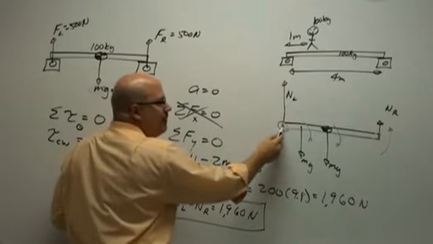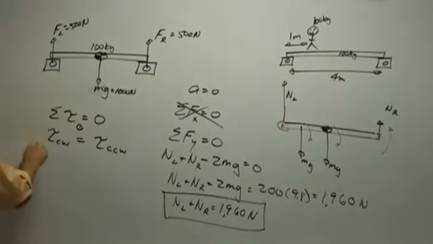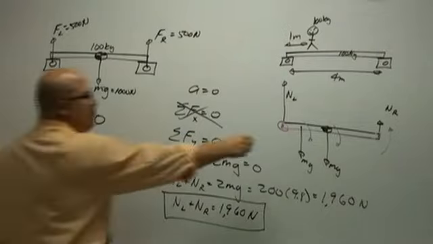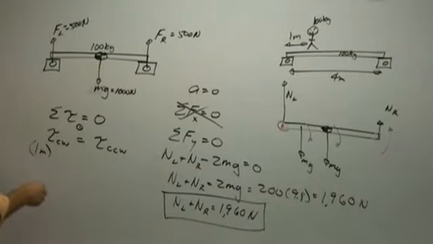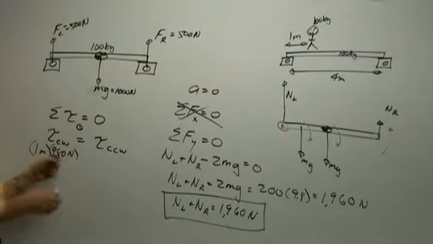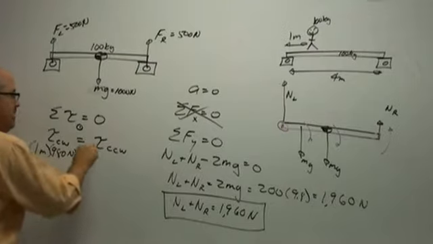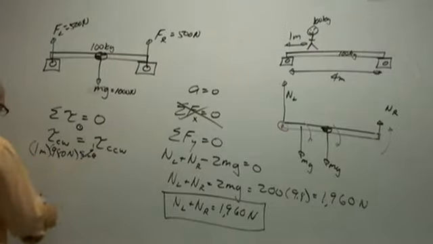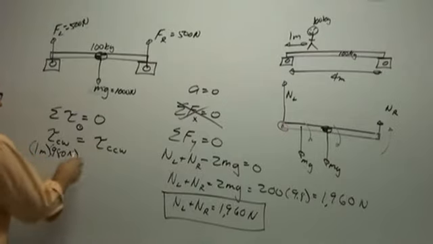What's my radius for this one? 1 meter. What's my force? mg, which if we say 980 Newtons, is that correct? And then what's my angle? It's exactly 90, so sine of 90 is 1, so I don't have to worry about that. I have a sine of theta here, but it ends up being 1, right? Okay, so I've got that one.